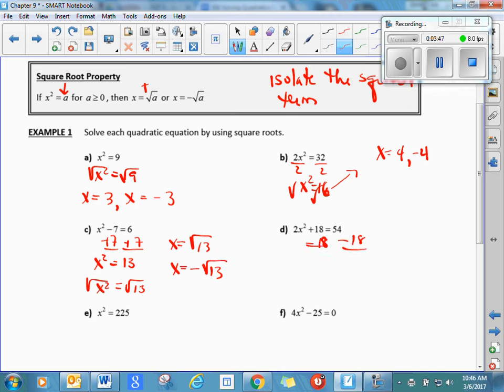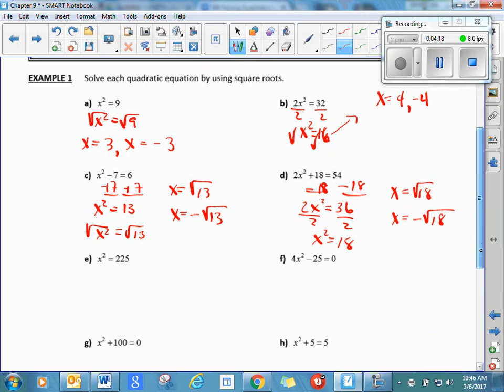Subtraction comes before the division, in kind of reverse PEMDAS. So we get 2x squared is equal to, what would that be, 36 divided by 2, and we get x squared is equal to 18. When we take the square root of both sides, we get x is equal to positive the square root of 18, and x is also equal to negative the square root of 18. And those are our two solutions.